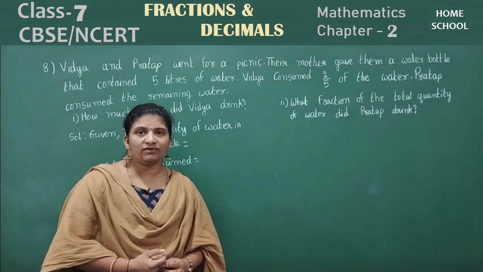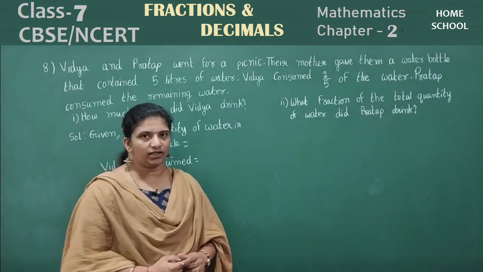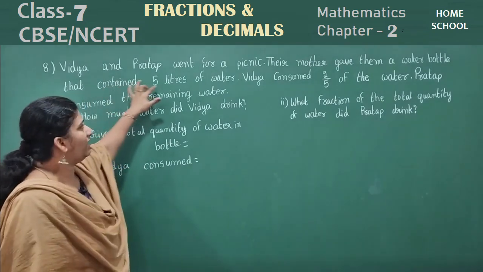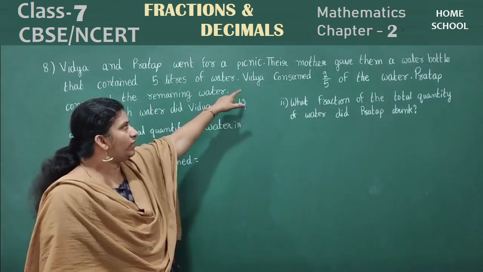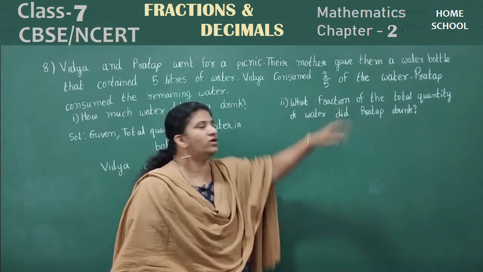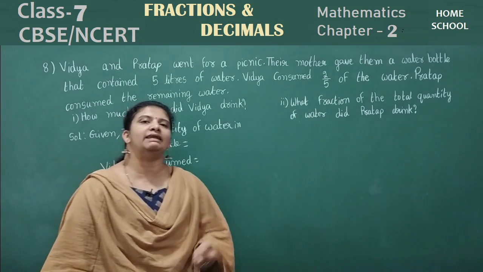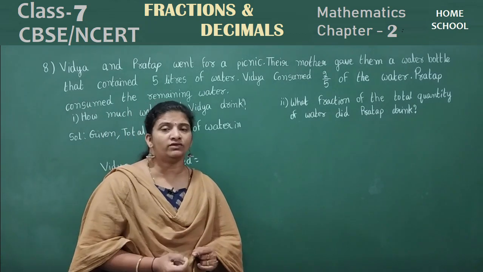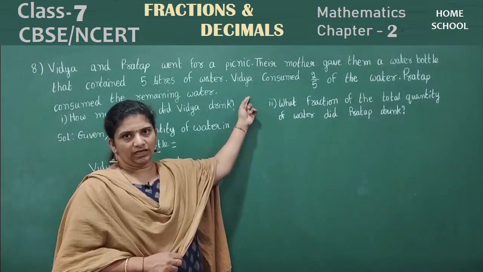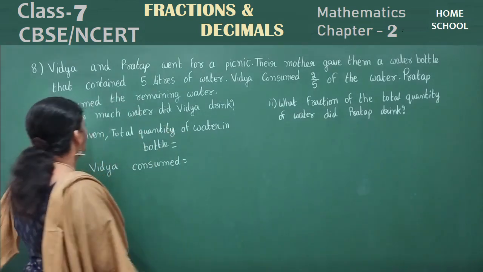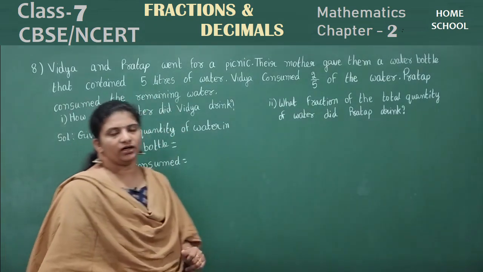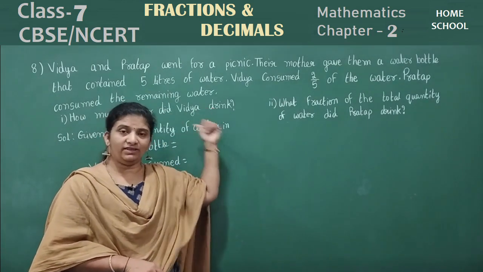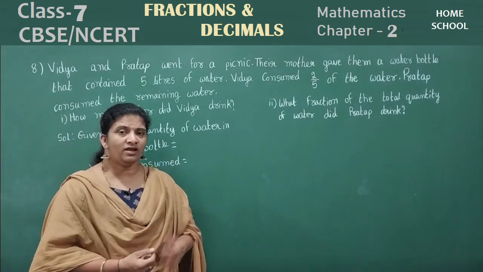What did their mother give? She gave a water bottle. It contained 5 liters of water. Vidya consumed 2/5 of the water. In 5 liters, 2/5 of the water is drunk by Vidya. Pratap consumed the remaining water.